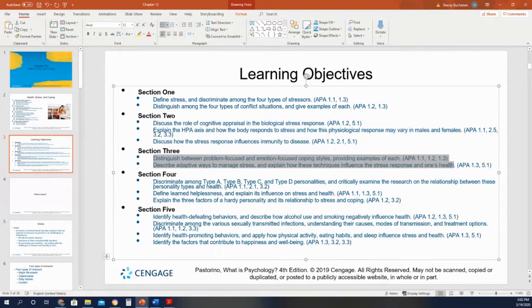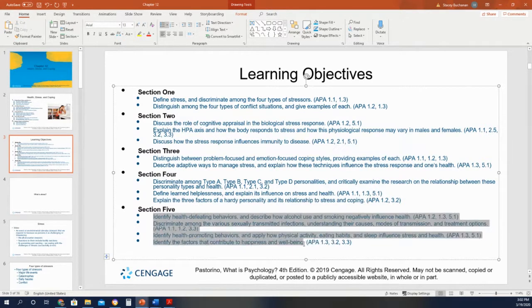Section 4 is all about type A through type D personalities and the relationships between personality types and health. Define learned helplessness and explain its influence on health. And then finishing up with section 4, the 3 factors of a hardy personality. And then section 5, we're going to focus in on health defeating behaviors: alcohol use, smoking, how that influences health negatively, obviously. Discriminate STIs, sexually transmitted infections. Identify health promoting behaviors, and then identify the factors that contribute to happiness and well-being.